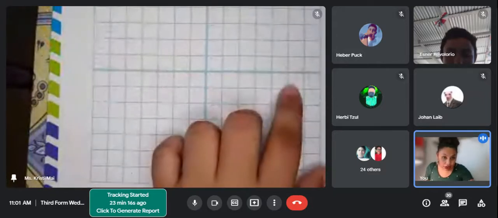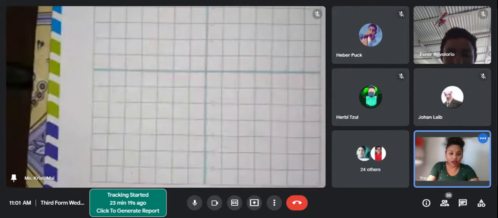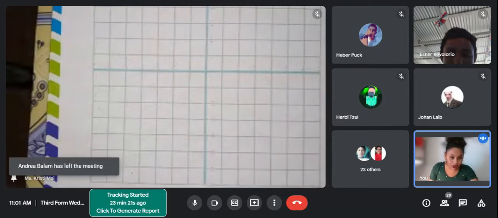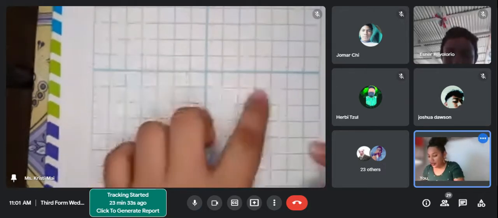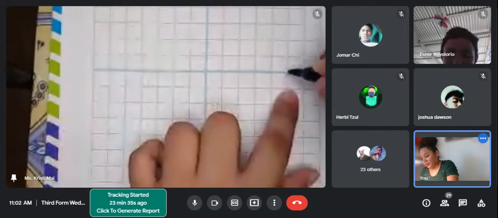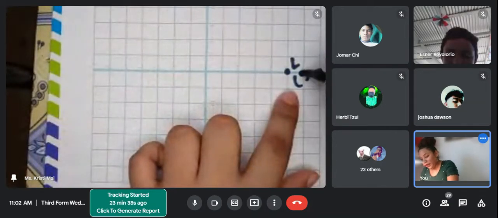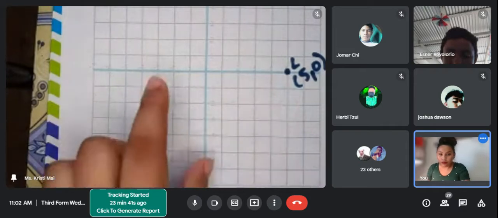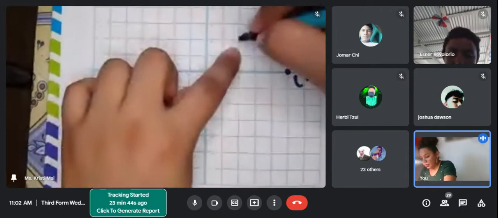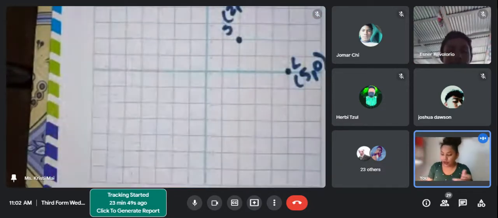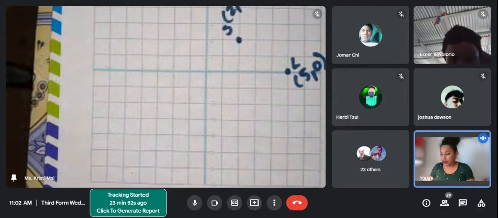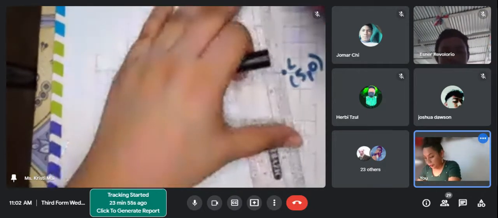Then it has T. Is that T or an L? L, miss. It's an L. Yes, it's a capital L. L is on 5, 0: 5 on the x and 0 on the y. And then you have S being 2, 2. S, and this is 2, 2. There you go. That is the triangle.